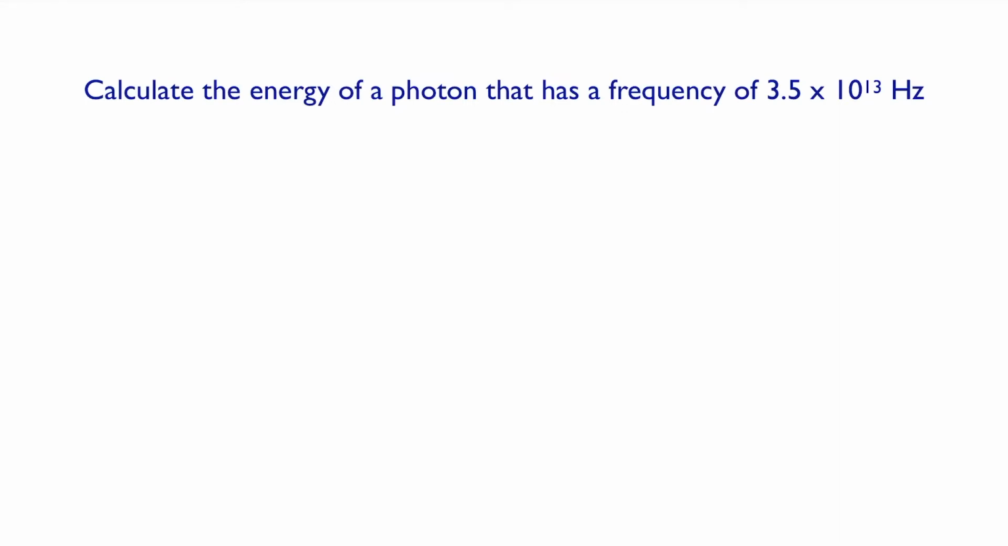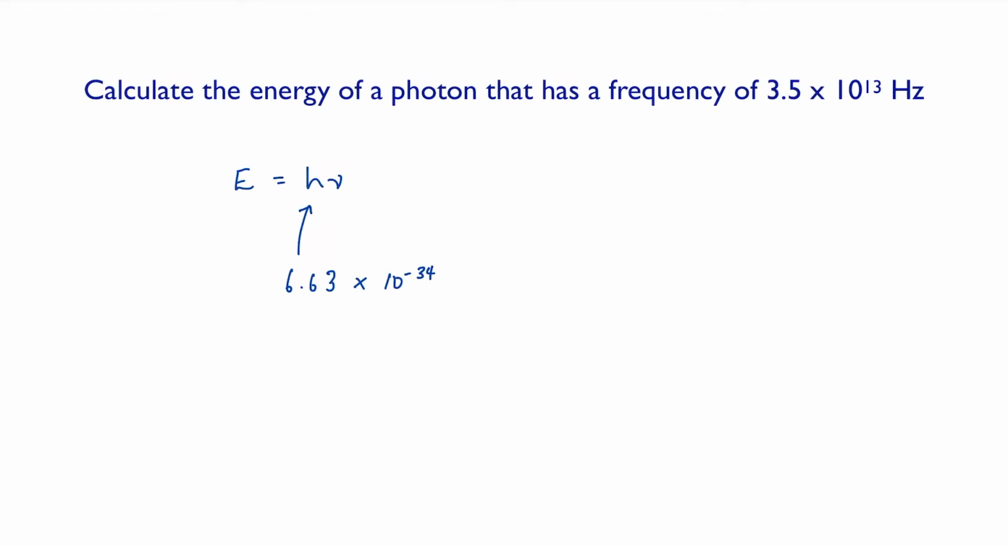Okay, so another quick calculation. Calculate the energy of a photon that has a frequency of 3.5 times 10 to the 13 hertz. Well, we know that energy is directly proportional to the frequency. Using Planck's constant, and this is always given to you, so check your data booklet if it's not in the question, 6.63 times 10 to the minus 34.